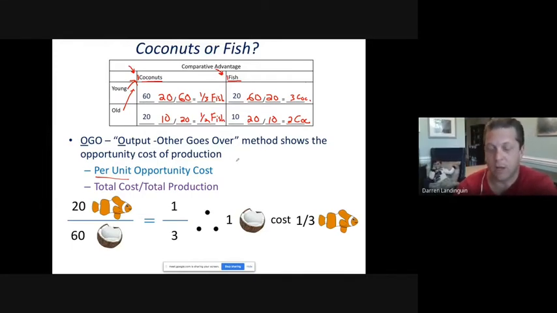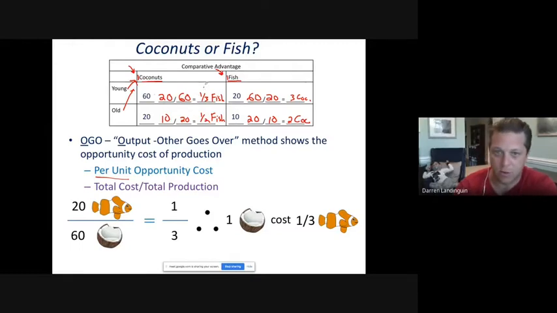Now, what we want these individuals to do is to do what they do best, right? We want them to specialize. That's the goal. For the young man, I want him to focus on what he is best at. So what I do now is look at the cost. The young man, every time he collects a coconut, it costs him 1/3 of a fish, or 0.33 repeated. The old man, every time he collects a coconut, it costs him 1/2 of a fish, or 0.5.